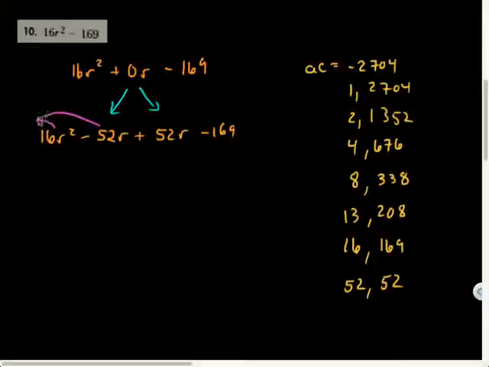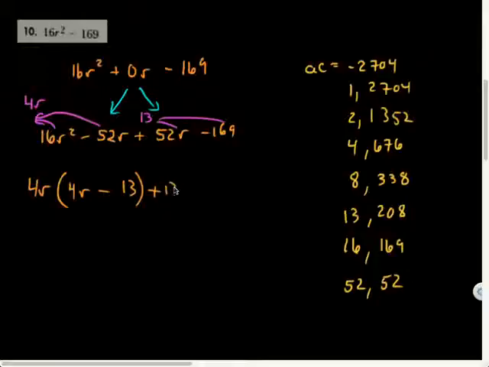So I'm going to yoink. Between these two, I think I can take out a 4r. And between these two, I think I can take out a 13. So let's see, 4r times what is 16r squared? 4 times what is 16? 4. R times what is r squared? R. 4 times what is 52? 13. Cards in a suit, am I right? And then the r is already present.